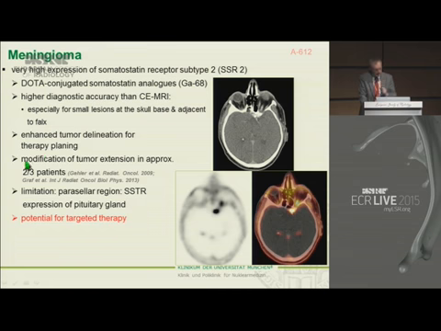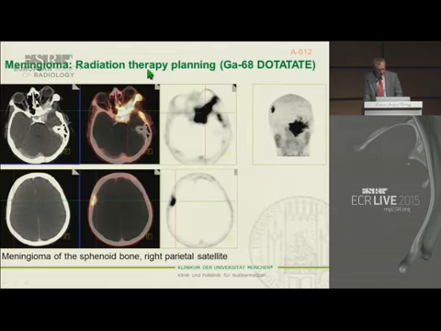I will show you an example. And using that, you have in approximately 2/3 of the patients a modification of the radiation field. It also has a potential for targeted therapy, which I will show you with a last slide. Here, one of our patients before radiation therapy planning. You can see very nicely here the extension of the tumor in this 3D scan, and this small satellite lesion which was not readily visible in the CT scan and was overlooked.